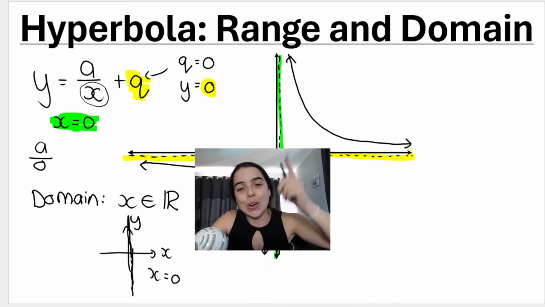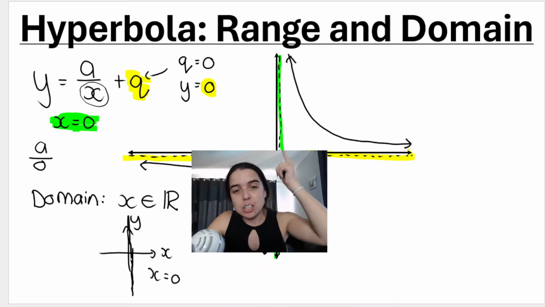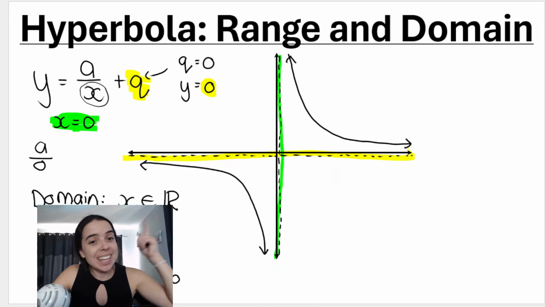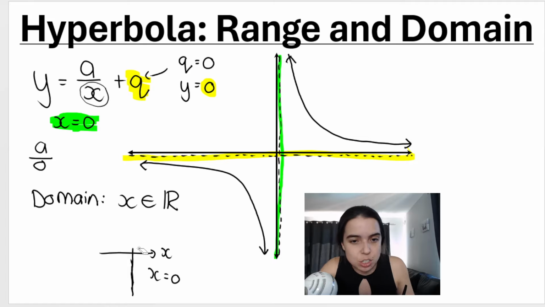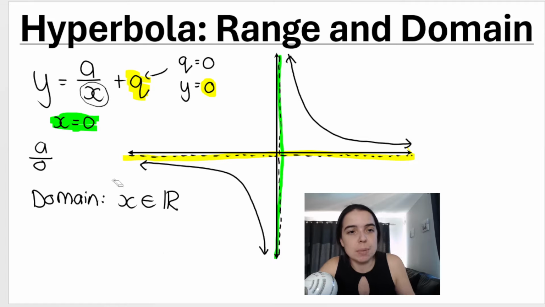The graph does not exist there. The function does not exist there. Therefore, it cannot be part of my domain. So when you state your domain, yes, you can say x is an element of all real numbers, but you have to say x cannot equal 0.